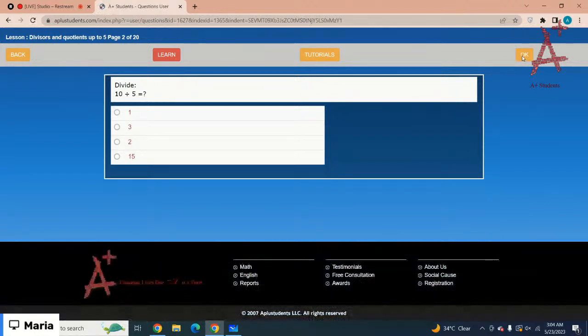The next one is you have to divide 10 by 5. Which is the correct option? You have to count a table of 5 until 10. So 5 times what number makes 10? 5 times 2 is 10. That means if you divide 10 by 5, the answer is 2. 10 divided by 5 equals 2.